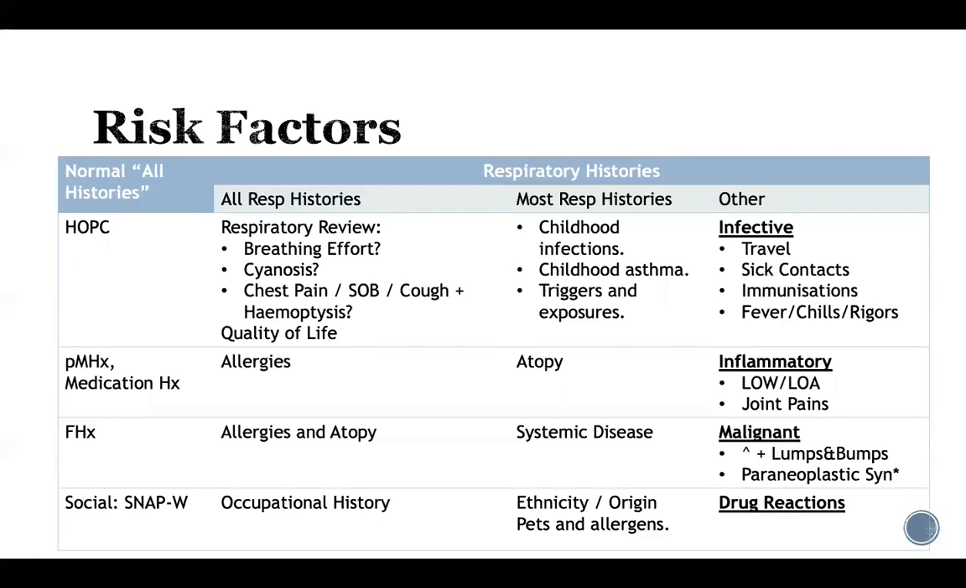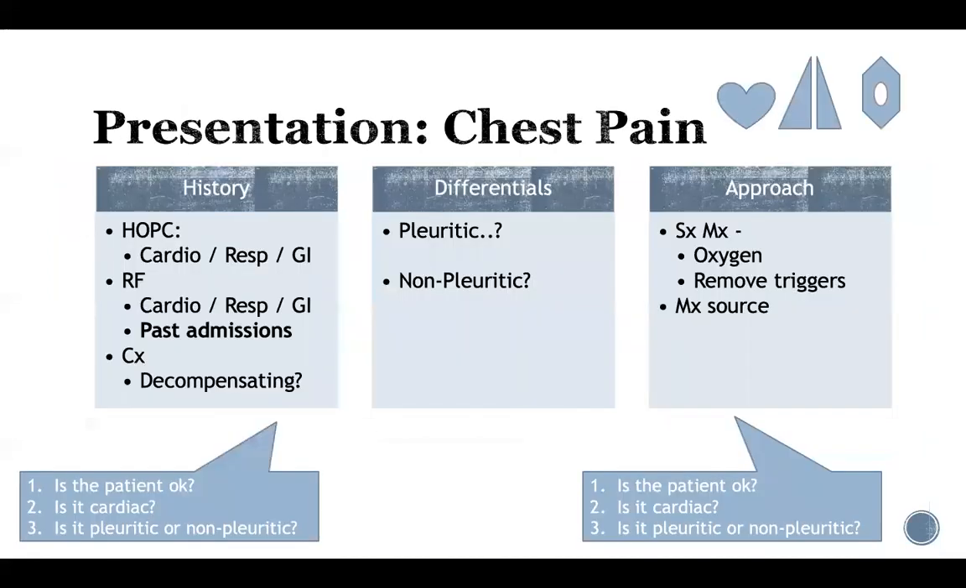In terms of other things you can think about, you can also ask about maybe the ethnicity. If you're thinking TB, you can ask a specific trigger history. If you're thinking atopy, allergies, you can ask them about their infective, inflammatory, malignant stuff. Chest pain, just divide into pleuritic, non-pleuritic. In terms of managing chest pain, Will's gone through it quite well, actually. So just give them oxygen, remove triggers, and manage their underlying issue.